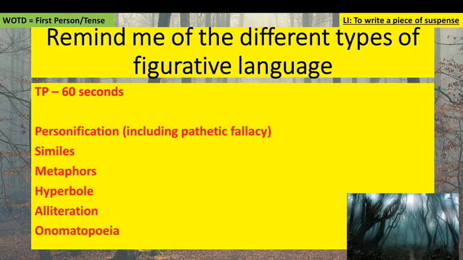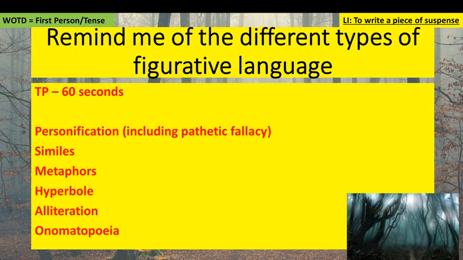Okay, so here are the types of figurative language that we have talked about so far. We have got personification, so giving something a human action. We've got pathetic fallacy, which is a type of personification, but it is giving something a human emotion. So you have angry clouds, for example. We have similes, so comparing something to something else by saying it is like something or as something as a. We have metaphors, which is saying something is something else or some things are something else.